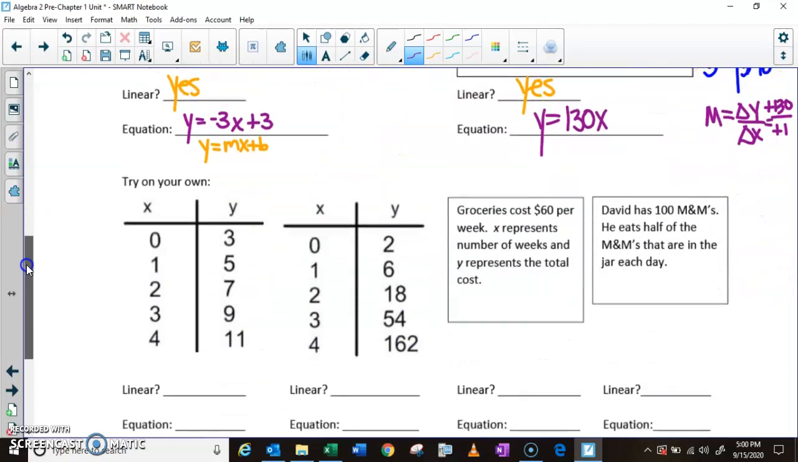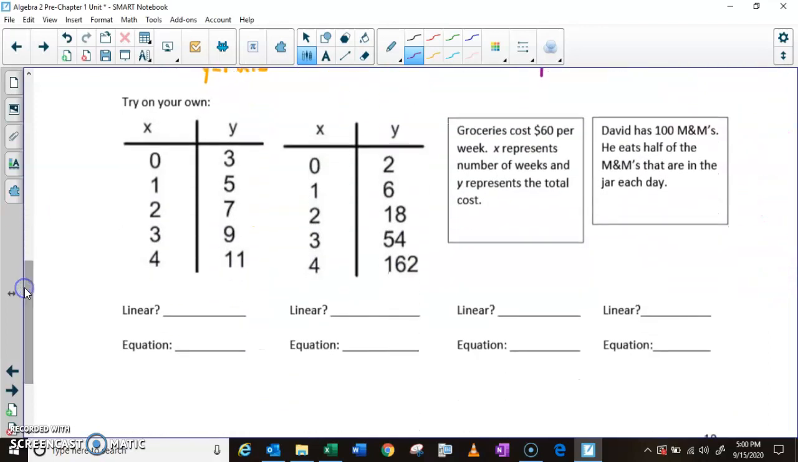Okay. Now would be a good time to try these at the bottom, okay, and see if you can come up with if they are linear or not, and their equation.